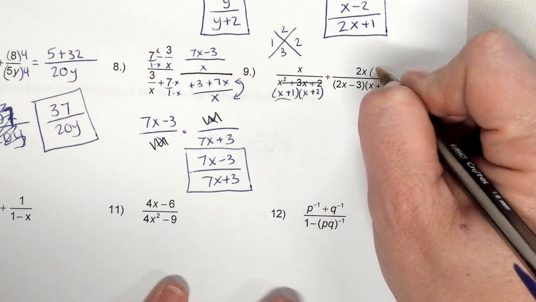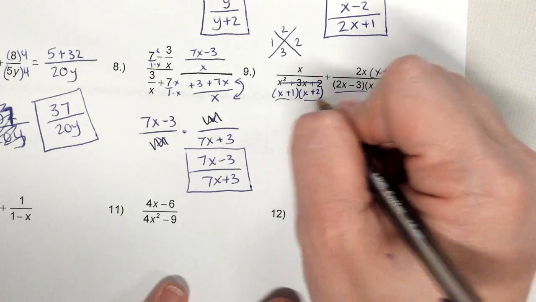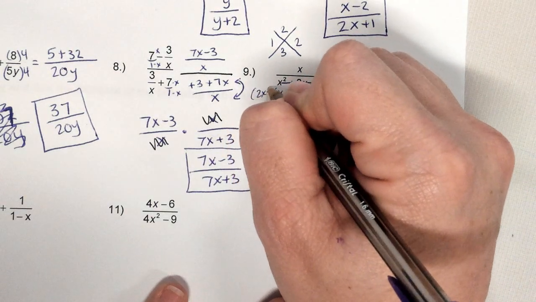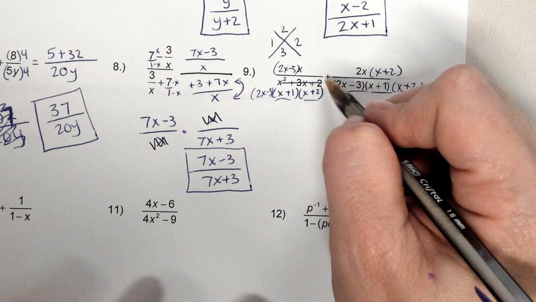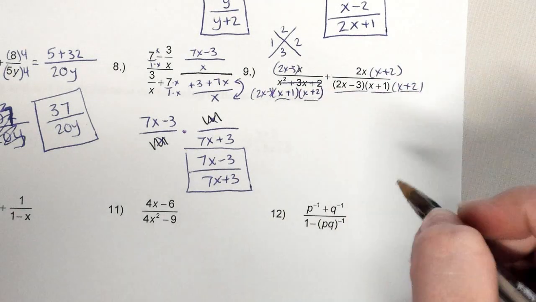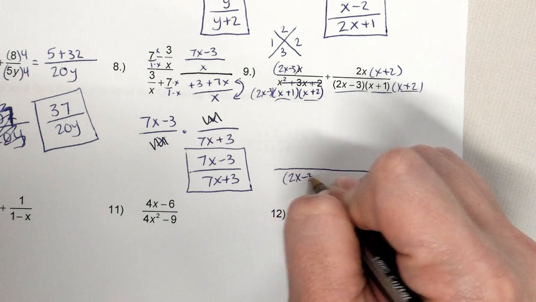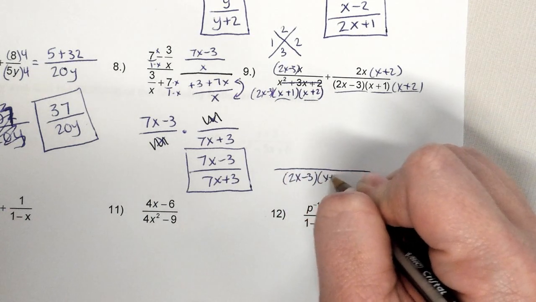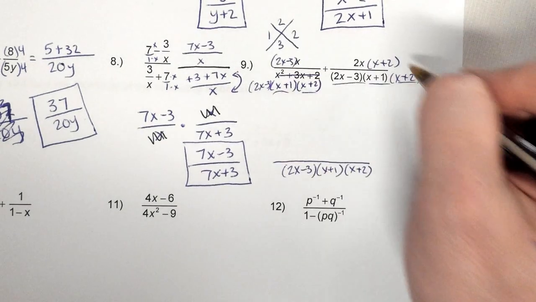And this has a 2x minus 3, therefore this needs a 2x minus 3. And there's a plus in the middle, so we don't have to worry about that. So we're going to distribute. I'm going to bring my common denominator down here, and I'm going to ignore that. I'm going to simplify just the top over here.